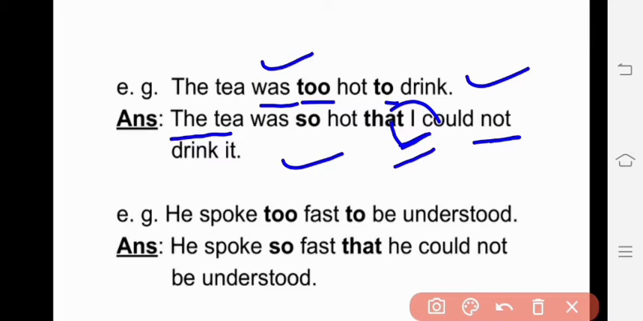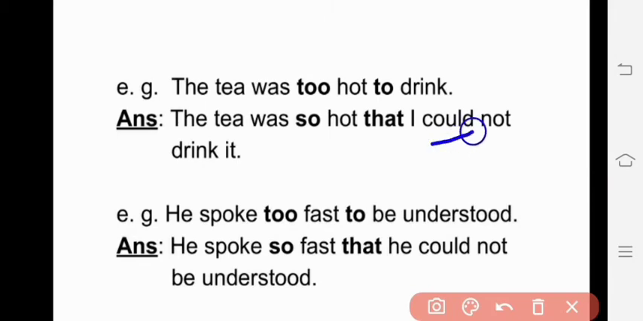Here, when you want to apply a subject if missing, because in the sentence "the tea was too hot to drink", who is drinking the tea is not mentioned, that's why you have to apply the doer of the action by using "I". The tea was so hot that I could not drink it. Here "was" is given, that's why we have to apply "could not". You should remember, in past tense, "was", so here apply "could not". "Not" must be there when using the sentence "so that".